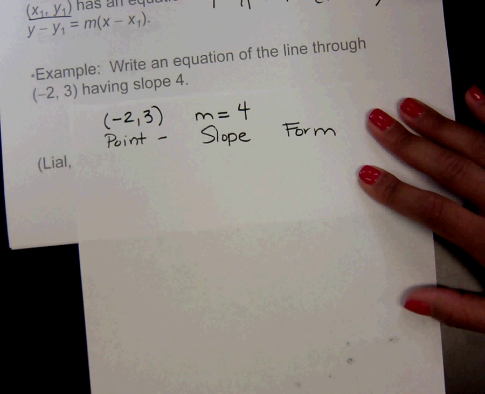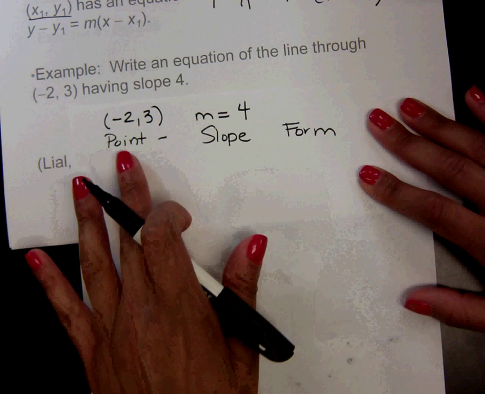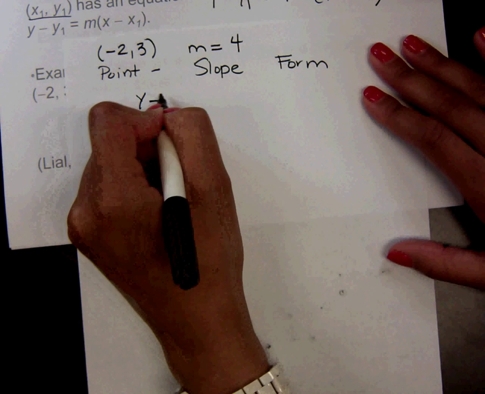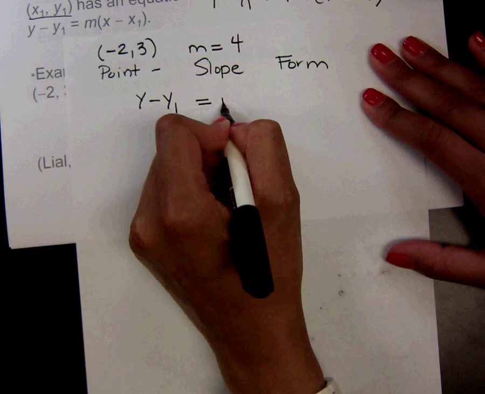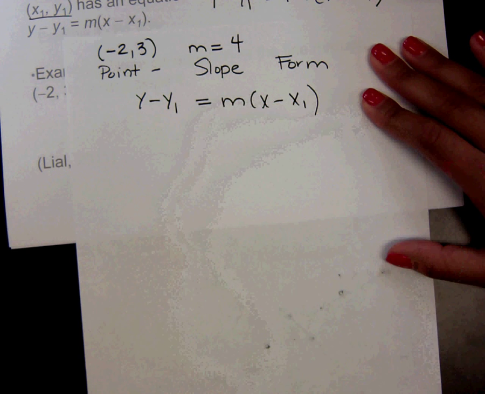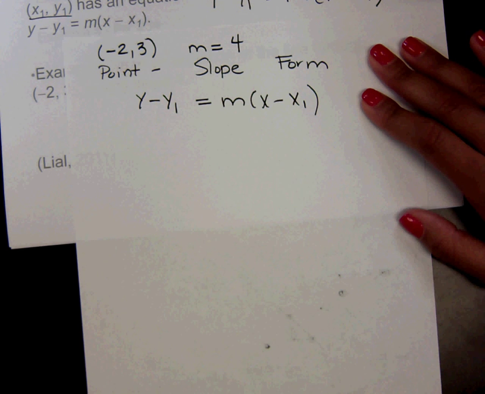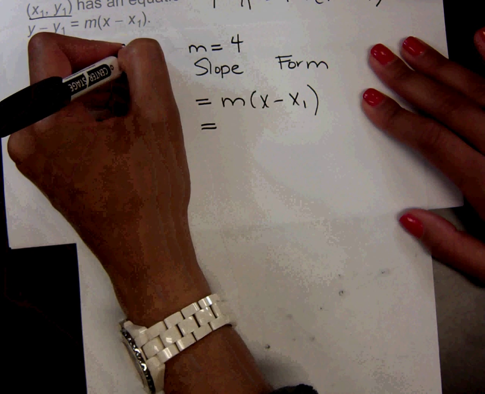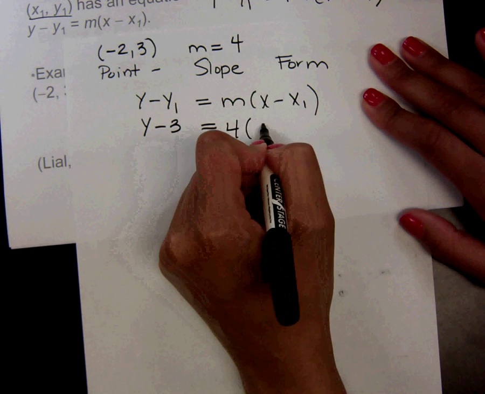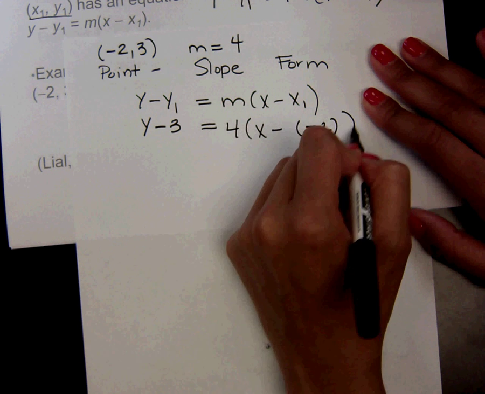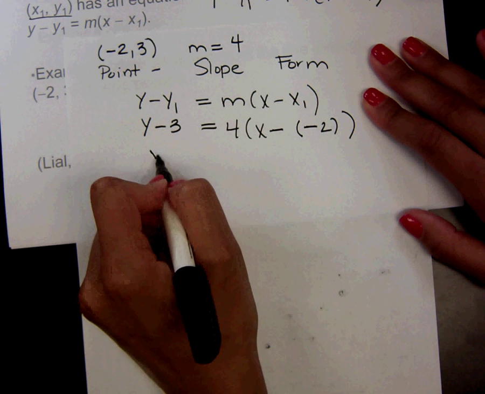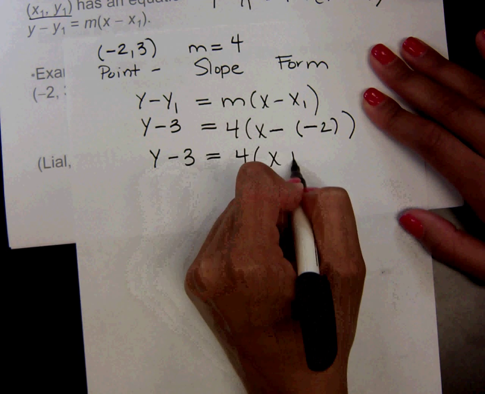We could use y equals mx plus b, and I'll show you that shortly, but let's use point slope form. So we know that if we're going to write the equation, we start with point slope form, which is y minus y1 is equal to m times x minus x1. Well, tell me, what's y1? 3. All right, remember this is x1, y1. What's m? 4. What's x1? -2. So be careful with those double negatives, okay? So this is negative, negative. So y minus 3 equals 4 times x plus 2.